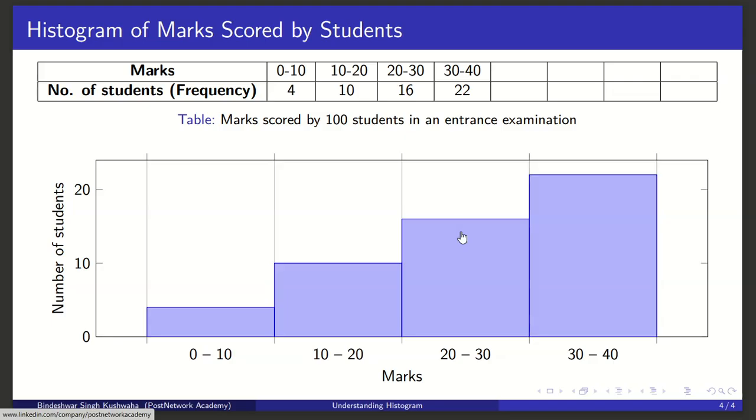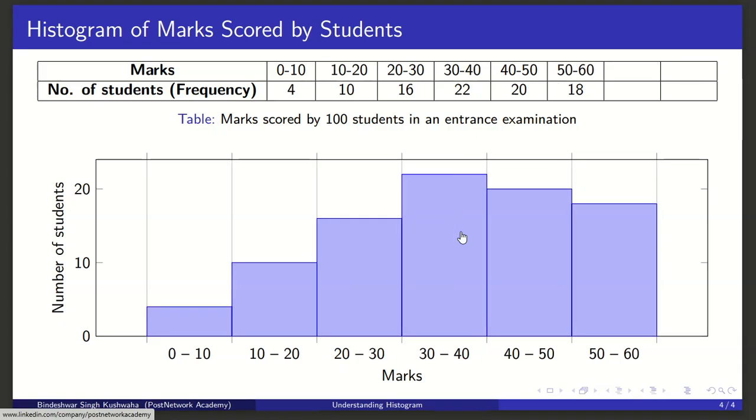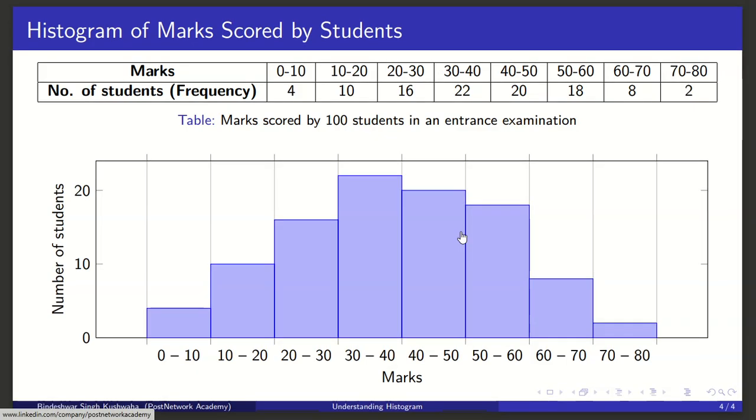30 to 40, 22 students. 40 to 50, there are 20 students. 50 to 60, there are 18 students. 60 to 70, there are 8 students. And 70 to 80, there are 2 students. So this way you can plot and you can understand data distributions.